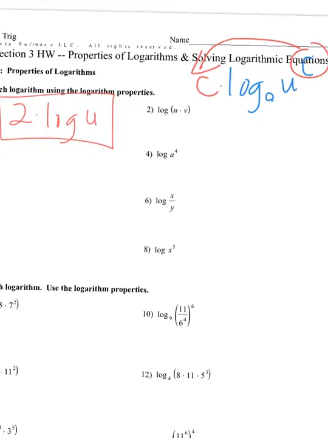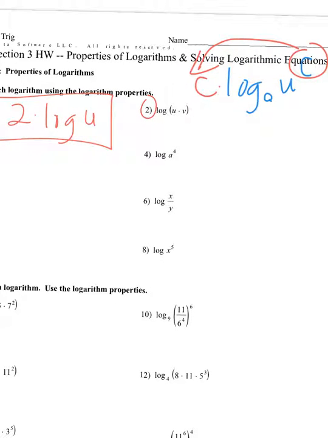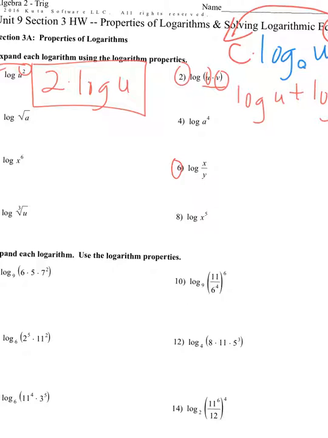All right, so now let's slide over to number 2 here. Here's the log of a product. See how I have a product in there? So that means I'm going to take the log of u, and I'm going to add the log of v, because it's a product in there. And then we'll go down to number 6. Here it's the log of a quotient. We're dividing. So that's going to be the log of x minus the log of y. We subtract when we have a quotient.